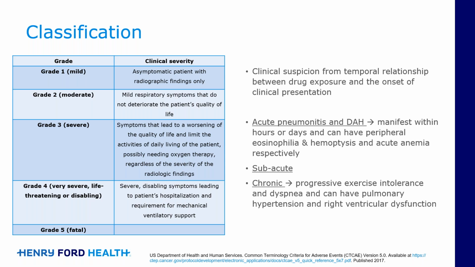And within the acute manifestations, you have pneumonitis and diffuse alveolar hemorrhage, and they typically present within hours or days. Patients can have peripheral eosinophilia, and if they have DAH, then hemoptysis can also be seen. With more chronic disease, our patients typically have progressively worsening dyspnea on exertion, and can also over time develop pulmonary hypertension and right ventricular dysfunction. So we can have clinical signs of these as well.